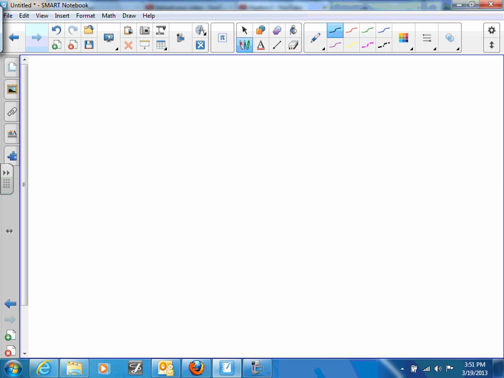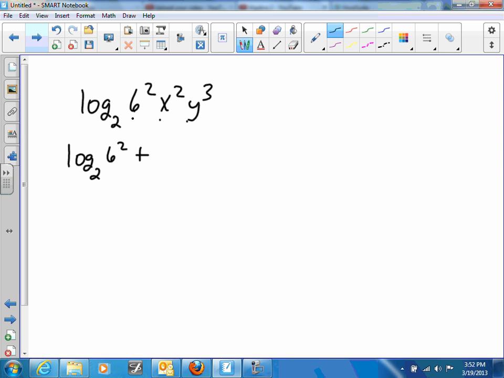All right, now, let me give you one that incorporates quite a few of these. For instance, log base 2 of 6 squared x squared y to the third. I have three terms. So this is log base 2 of 6 squared plus log base 2 of x squared plus log base 2 of y to the third. Now I have to go through and take these powers and bring them to the front.